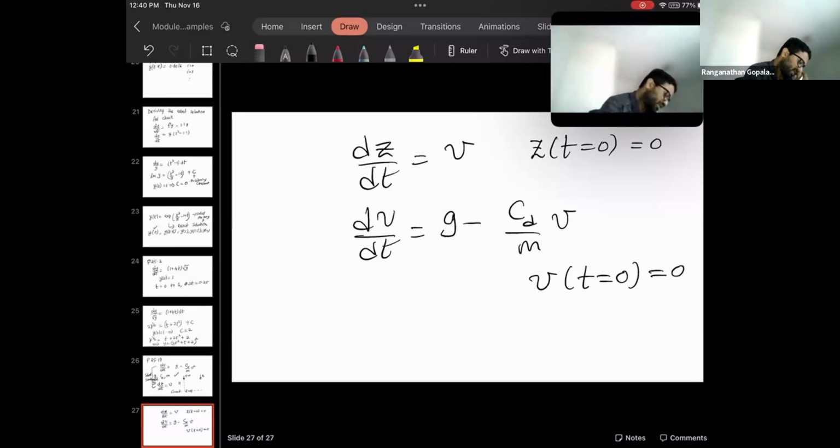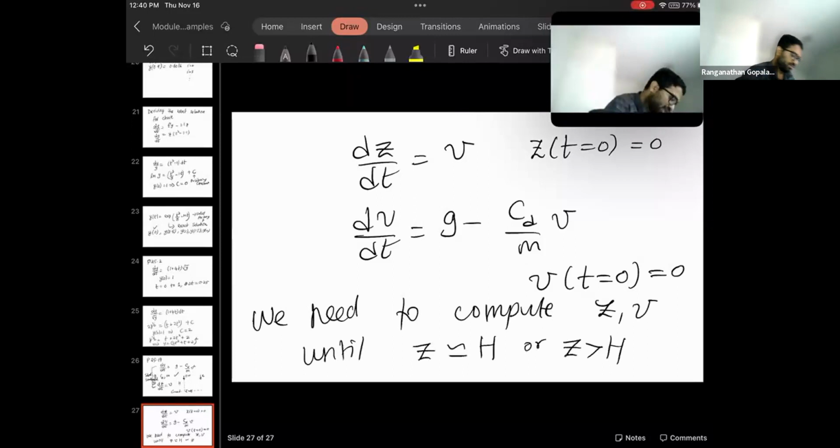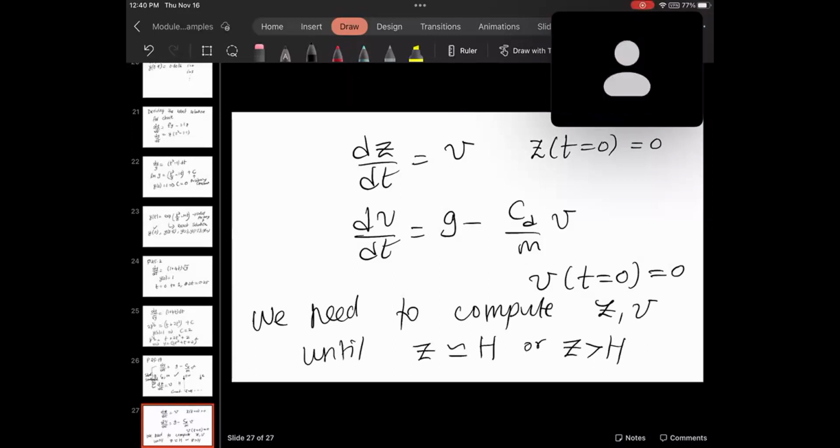This is the system of equations to solve, and we need to compute z and v until z is approximately equal to h, or z is slightly greater than h. And what is h? h is 90 kilo. Sorry, h is 1 kilometer. Professor, isn't it v squared for dv dt? It's g minus cd divided by m, yeah, thank you. v squared, v squared.